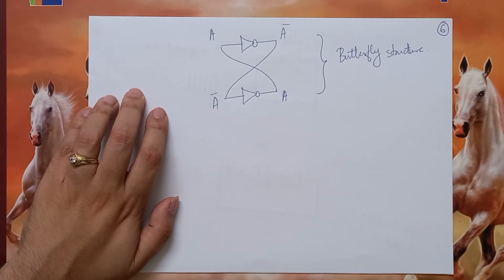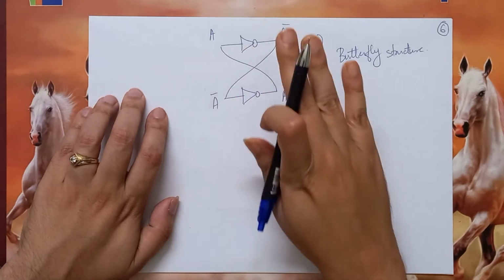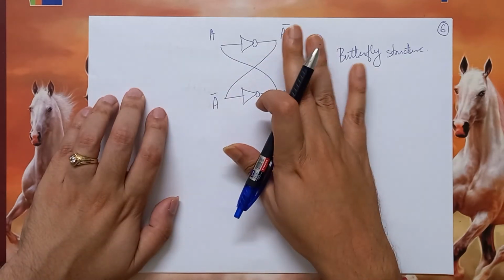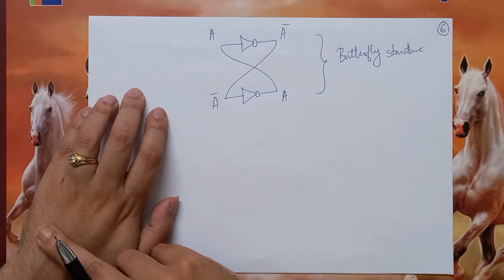So having said that, we realize that while we have achieved something interesting, we are still leaving the values of A and A bar to chance. And as engineers, we cannot afford to leave anything to chance. Therefore, we must ask the next question.